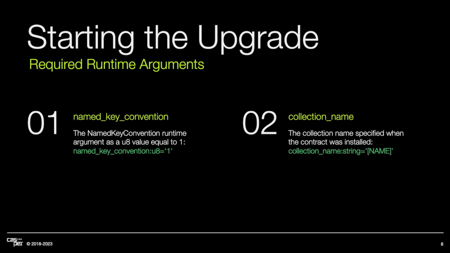When upgrading using the Casper client, you must provide two runtime arguments. The first is the named key convention, which needs to be set to 1. The second argument is the collection name, which is the argument that was specified when the contract was installed.